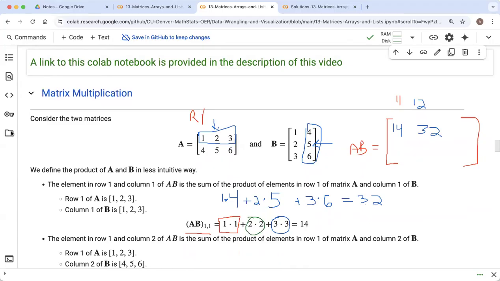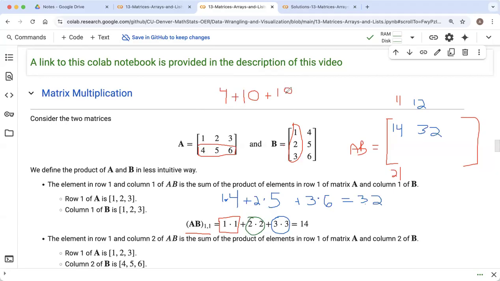Okay, that takes care of row 1 of the product, and then I would go into row 2 of the product. For that, next I would take row 2 of matrix A, and I would multiply that by column 1 of matrix B, and that's going to tell me what goes in the 2, 1 position in the result. So I would take 4 times 1, which is 4. I would take 5 times 2, which is 10. And then I would take 6 times 3, which is 18. Add those all up.